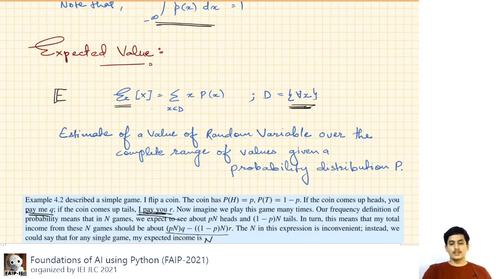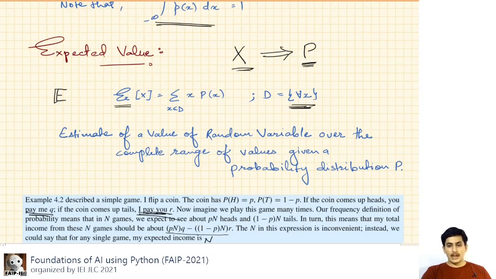Okay. And what does this expected value give us? It gives us an estimate of a value of the random variable over the complete range of values. Okay, given a probability distribution P. So let's say once we have identified how X behaves, and how did we do that? By knowing or by deriving P. When we identified P, we were trying to identify how X behaves or how X is distributed.